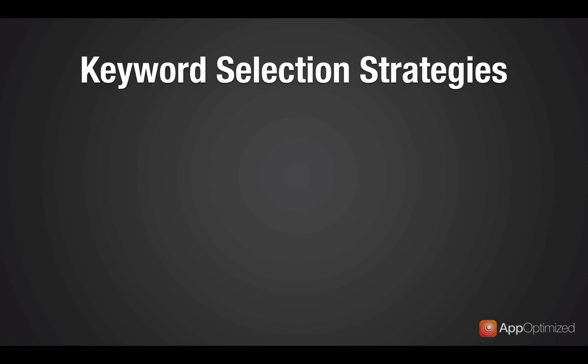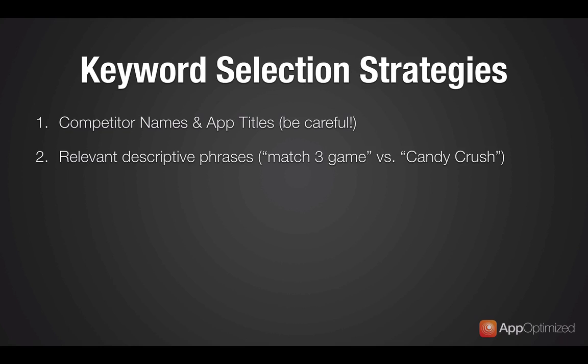So here are some keyword selection strategies. You can use competitor names and app titles, but again, be careful, because if it is a popular branded or trademark name, you may run into some trouble with either the Apple iOS Store or Google Play Store, or you may even be contacted directly by the publisher themselves to cease and desist. So this is a very fine line as to how you target those names in app titles.